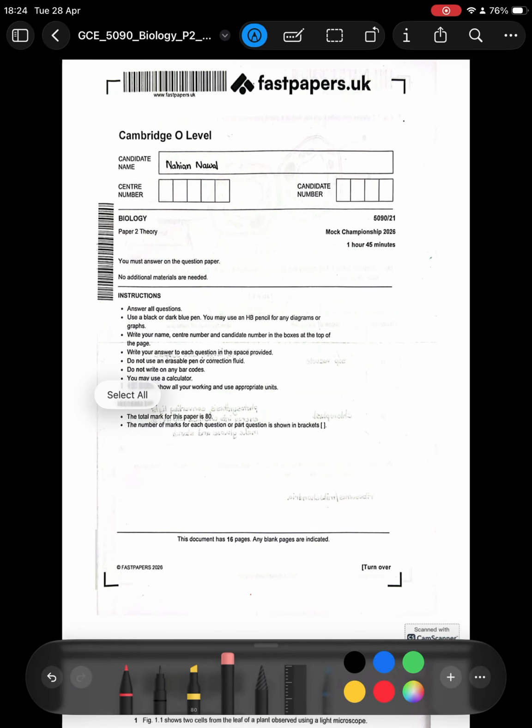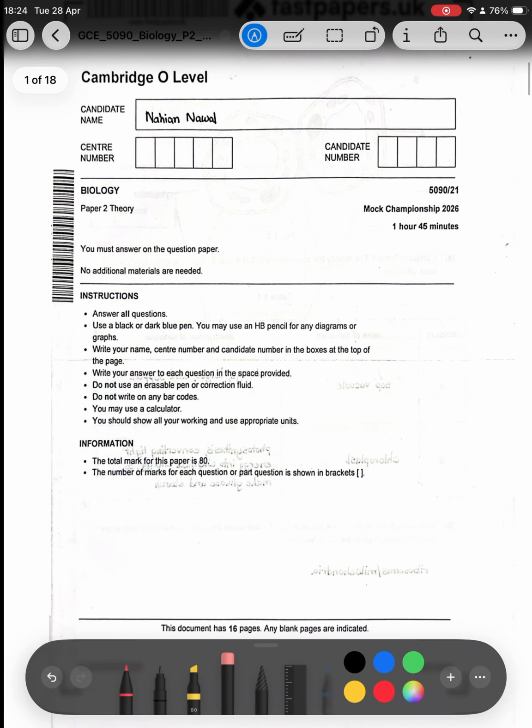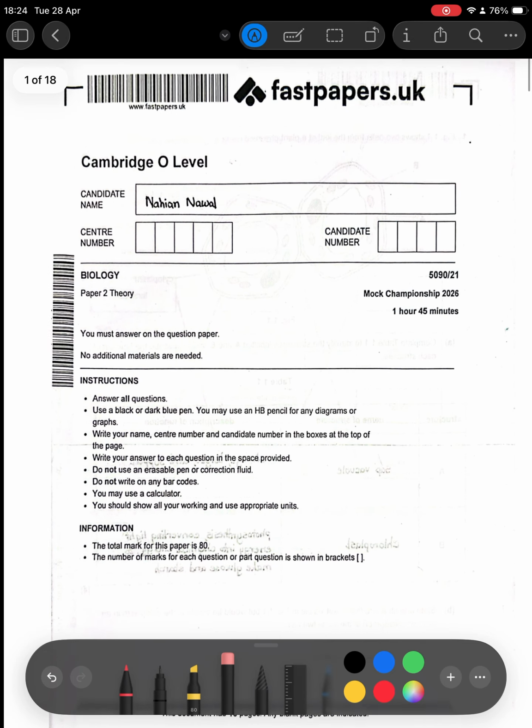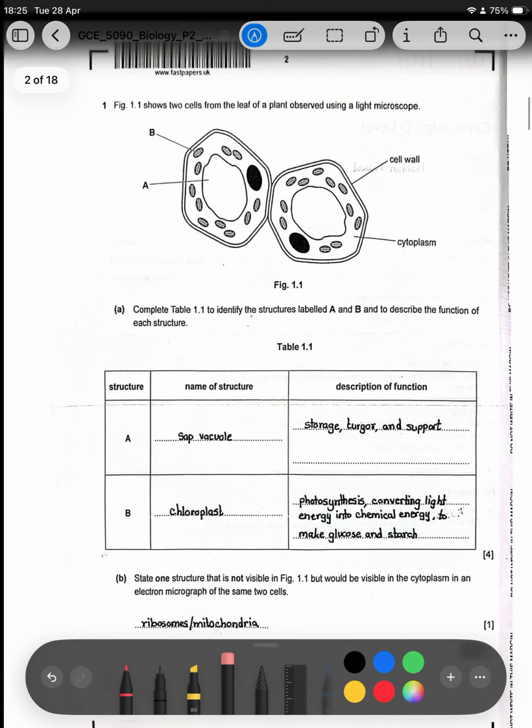Hi everyone, today I'm going to solve this paper from Mock Championship 2026 by Fast Papers, and this is Cambridge O-Level Biology paper 2 and the total mark is 80. Question 1. Figure 1.1 shows two cells from the leaf of a plant observed using a light microscope.